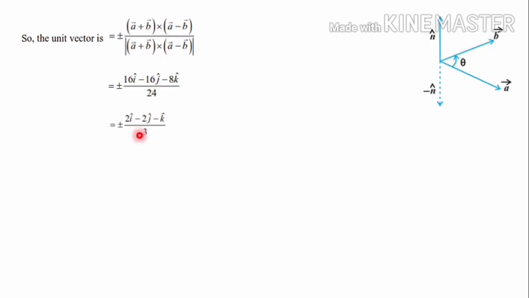So we have to split the denominator equally, that is plus or minus 2 by 3 i cap. Again here minus and plus or minus together, so the order will change, that is minus or plus 2 by 3 into j cap. Again here minus is there, when it comes with this one, the order of plus or minus will change, that is minus or plus 1 by 3 of k cap. So this is the required vector.